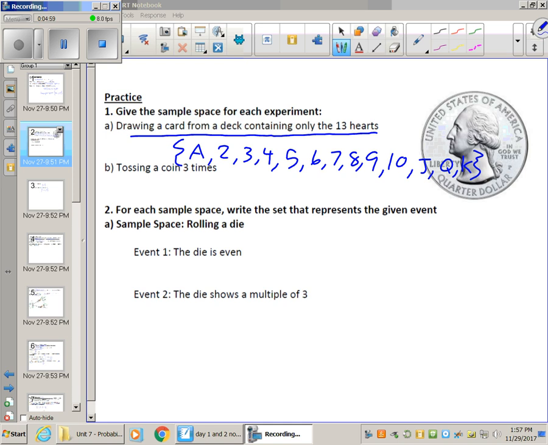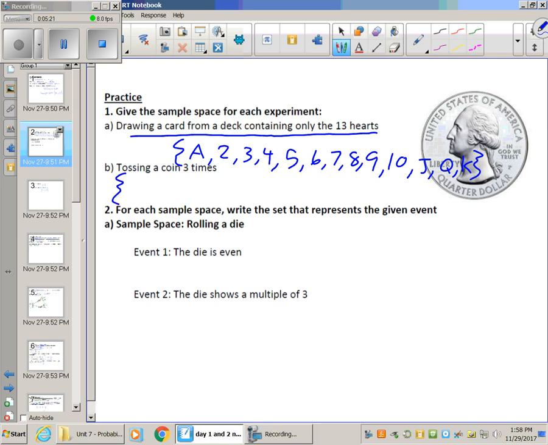Ace through king. But anyway, that's an example of a sample space. All right, how about tossing a coin 3 times? So the sample space, all the different outcomes you can have whenever you're tossing a coin 3 times. So it's not like our last example where it was just heads or tails, because that's only flipping it once. So if you flip a coin 3 times, here's all the possible outcomes.